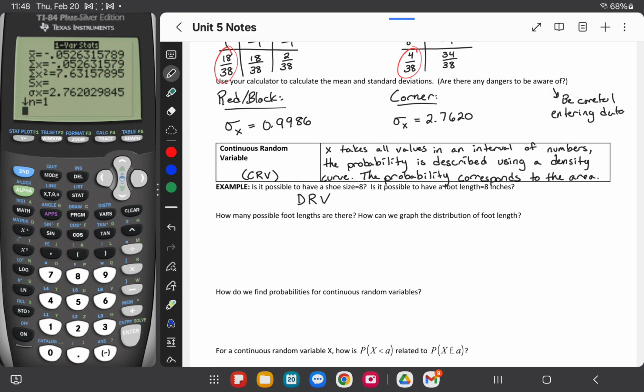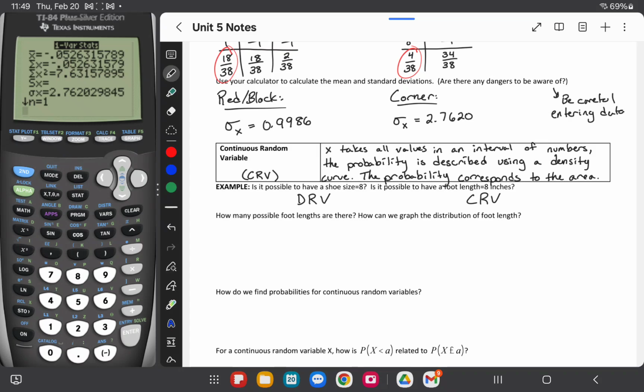Now, let's consider foot length. With foot length, is it possible to have a foot length of 8 inches? Yes. Is it possible to have a foot length of 9 inches? Yes. Is it possible to have a foot length of 8.5 inches? Sure. Is it also possible to have a foot length of 8.2 inches? And the answer here is yes. For foot length, we are not restricted to just certain numbers. We're able to have all of the numbers in a certain range. That is what makes it a continuous random variable instead.